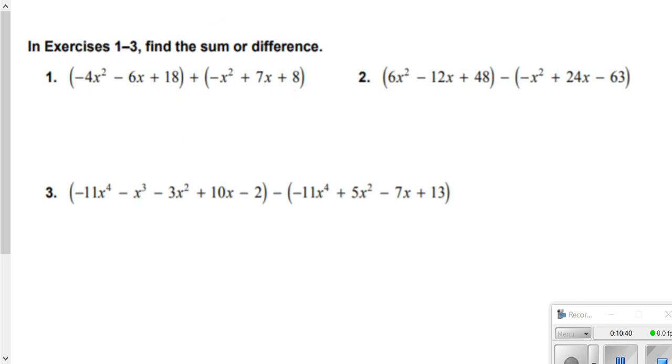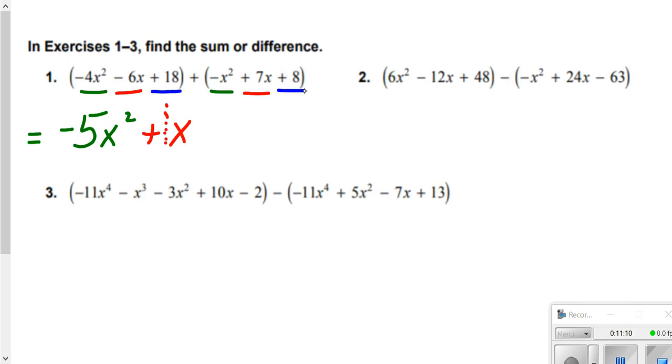So let's do that. When I look at the x squared terms, I say, well, I have negative 4 plus negative 1. That makes negative 5. So I have negative 5x squared. When I look at just the x to the first, I have negative 6 plus positive 7. So that makes positive 1x. You can write a 1 here if that makes you feel more comfortable. If that's confusing, don't write that. And then we have 18 and we have 8. So we're just going to combine like terms and have 26. So my answer is negative 5x squared plus x plus 26.